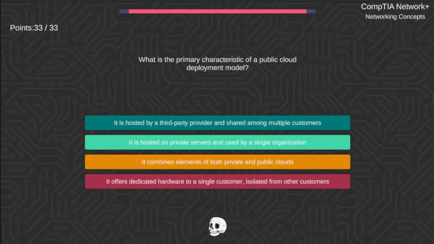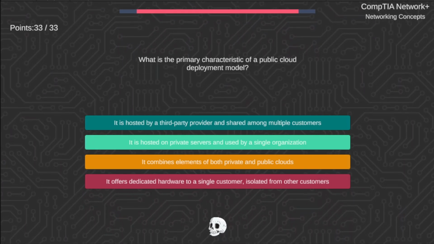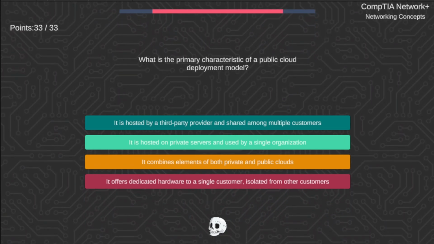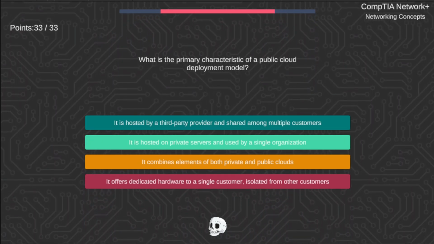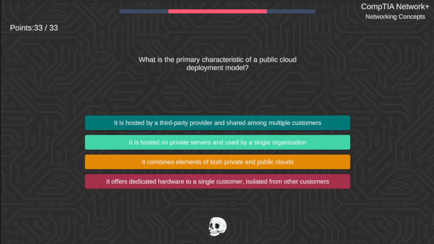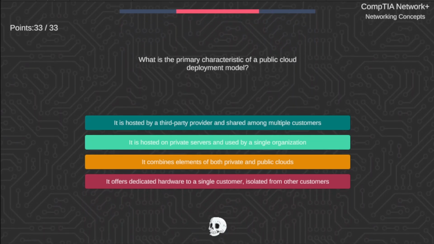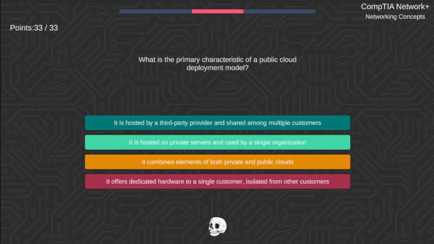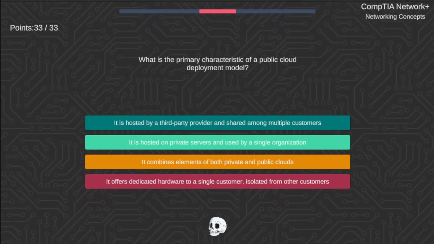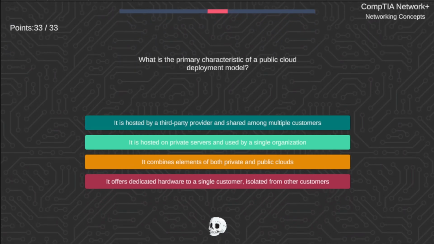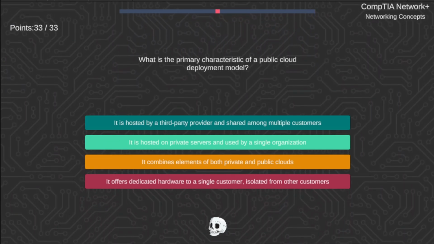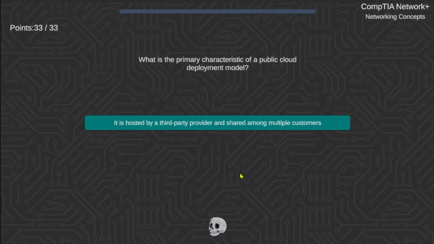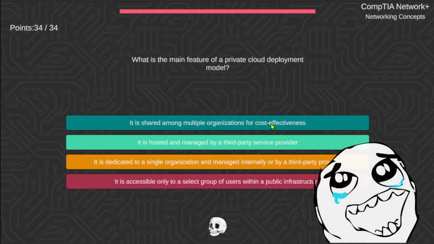What is the primary characteristic of a public cloud deployment model? It is hosted by a third-party provider and shared among multiple customers. It is hosted on private servers and used by a single organization. It combines elements of both private and public clouds, or it offers dedicated hardware to a single customer isolated from other customers. A public cloud deployment model. Primary characteristic. Correct answer is it is hosted by a third-party provider and shared among multiple customers.